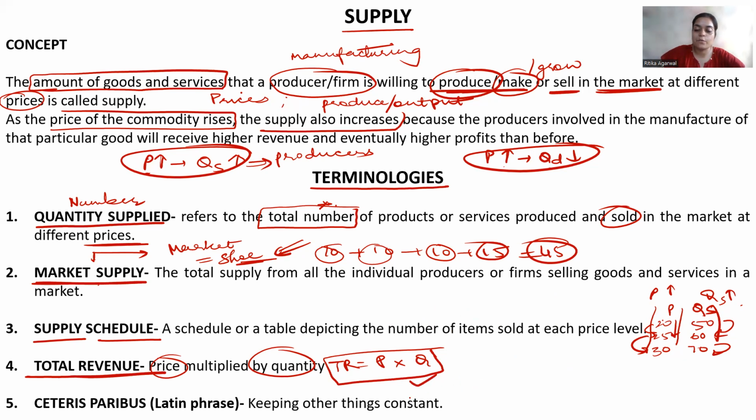is called revenue. And the last is similar to the one that we discussed in demand, that is ceteris paribus, which is a Latin phrase meaning keeping other things constant.